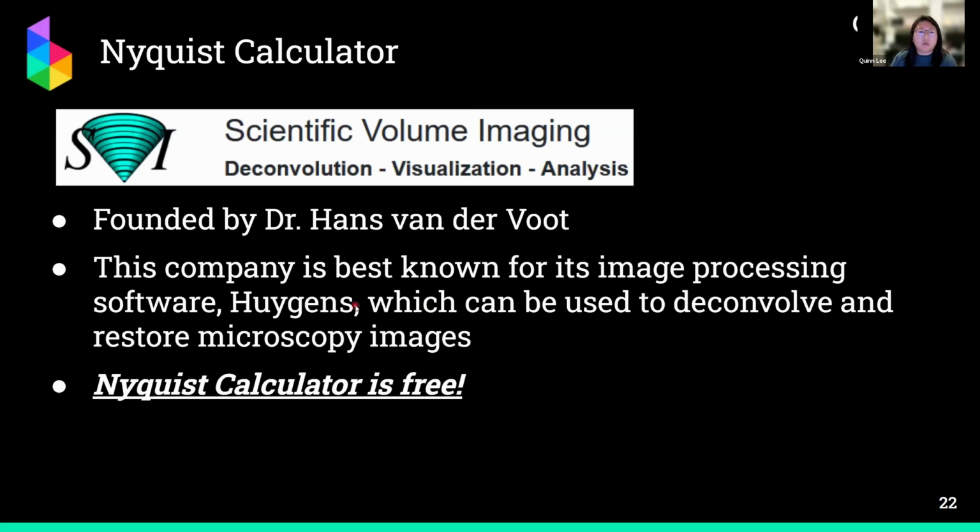Yeah. Hi, everyone. My name is Quinley, and I'll talk about the Nyquist calculator, which is used to determine optimal XYZ sampling to improve your image resolution. While there are several options available online for calculating Nyquist, the most famous Nyquist calculator is the one provided by Scientific Volume Imaging. This is a company founded by Dr. Hans van der Voort out of his work at the University of Amsterdam. And SVI is best known for their Huygens software, which is an image processing software you might have heard of before. While Huygens does require a license to use, SVI's Nyquist calculator is free.